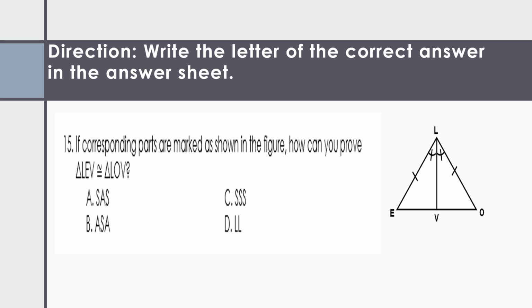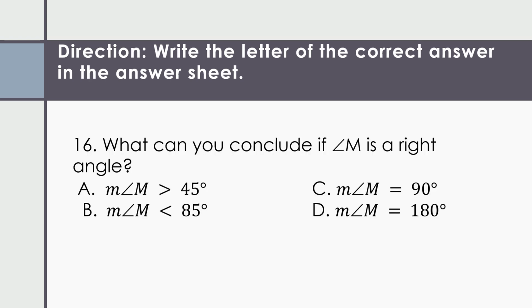Next, if corresponding parts are marked as shown in the figure, how can you prove that triangle LAB is congruent to LOV? That is true: side, angle, side. Side, angle, side. Next, what can you conclude if angle M is a right angle? Therefore, the measure is equal to 90 degrees.